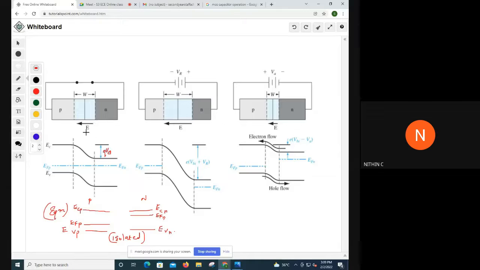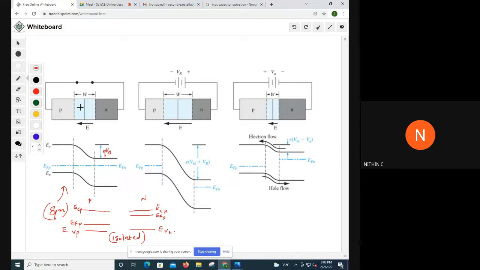So when these P and N-type regions are brought together, this is what happens. That is equilibrium. At equilibrium, the Fermi levels will align. That is, this Fermi level you keep as such, and this Fermi level will come down, these three lines will come down, so that EFP and EFN will align and the necessary changes will happen.